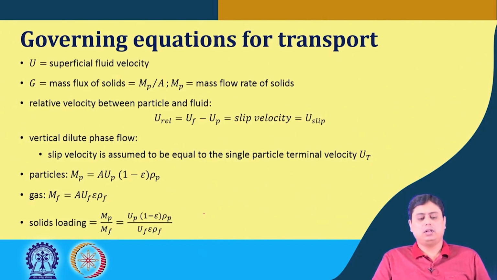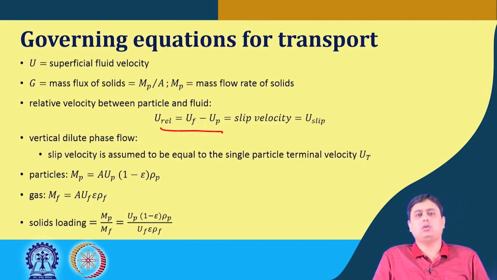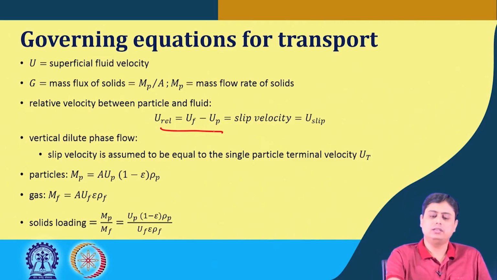The mass flux of the solid, whose nomenclature G we have seen in the last class as well, is the mass flow rate of the solids divided by the cross sectional area of the flow. Now there would be a relative velocity between the solid particles in suspension and the air or gas phase. This relative velocity is defined as UF minus UP, which is popularly called the slip velocity, U slip.